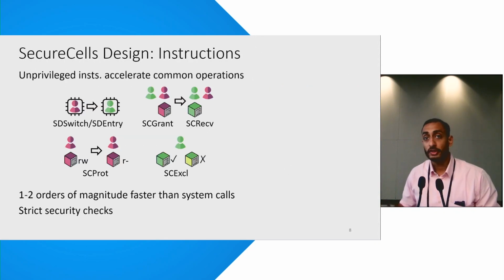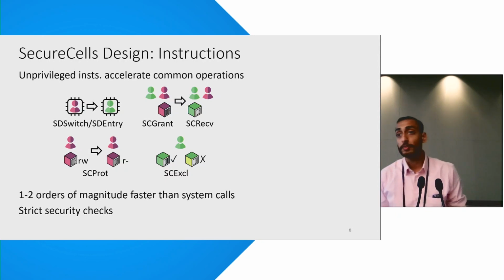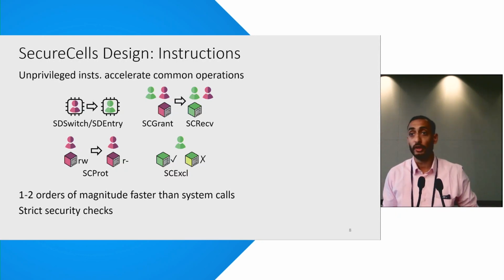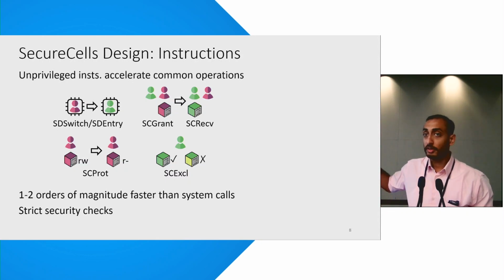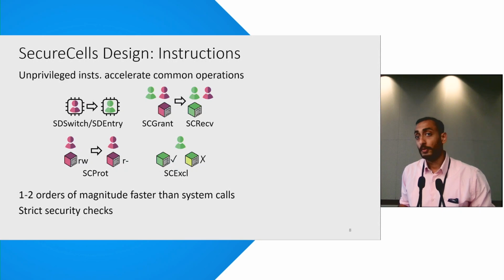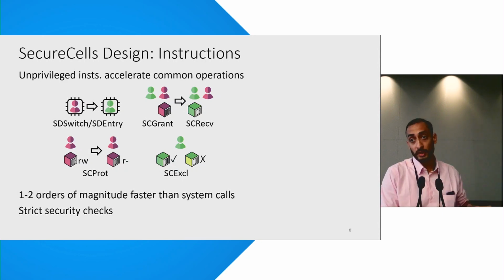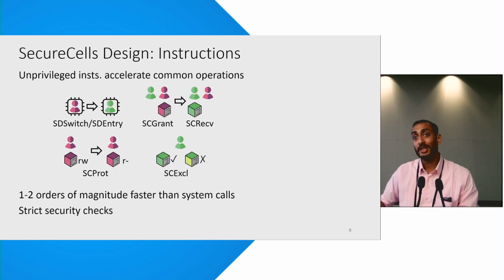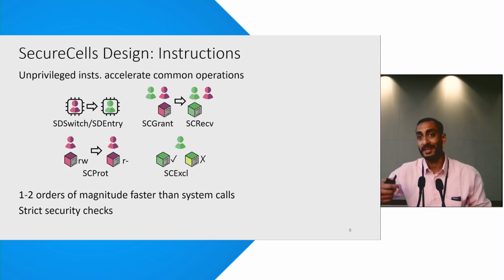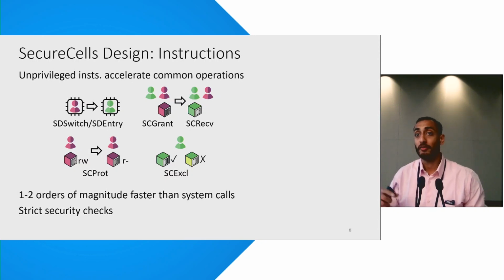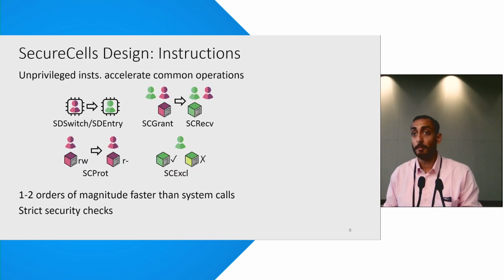The second pillar of SecureCells, which I'll describe today, is the user space instructions, which are available to unprivileged applications. Some of the user space instructions are shown here. A core executing one compartment can switch to executing a second compartment using a pair of instructions: an SD switch and an SD entry. The SD entry, by the way, is how we mark valid entry points for a compartment. This helps us prevent inter-compartment control flow attacks.